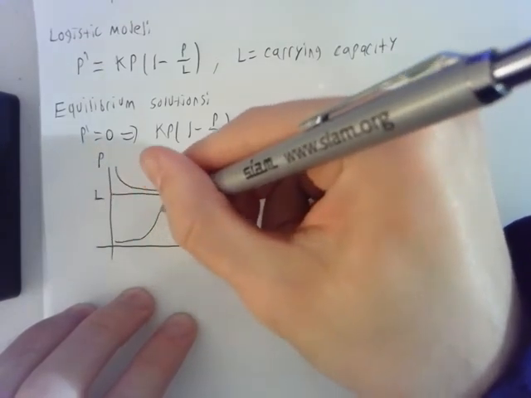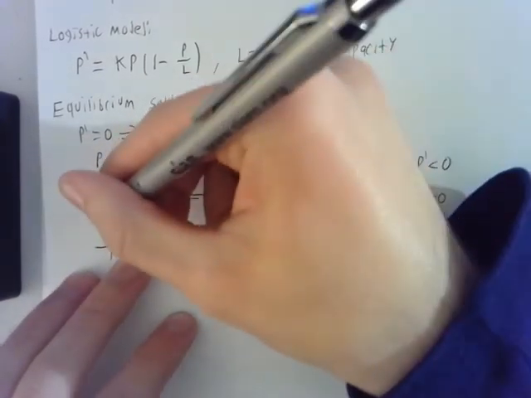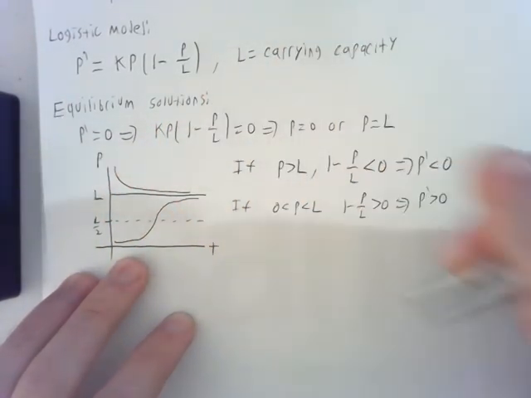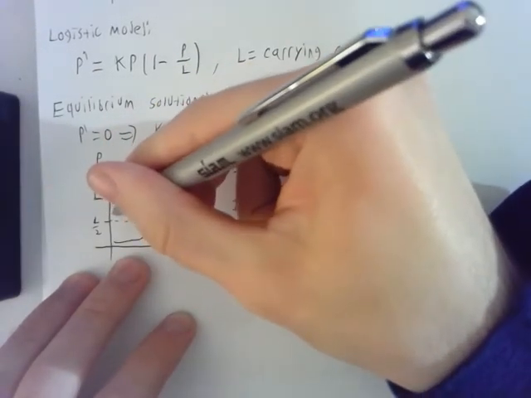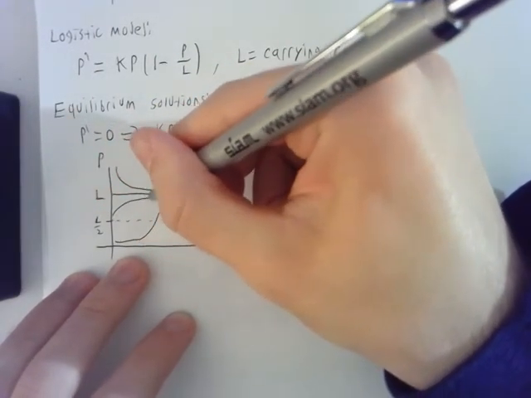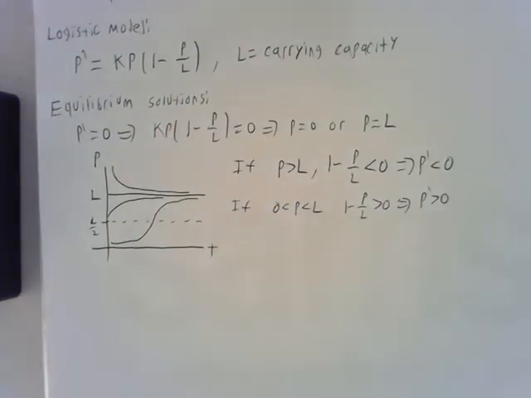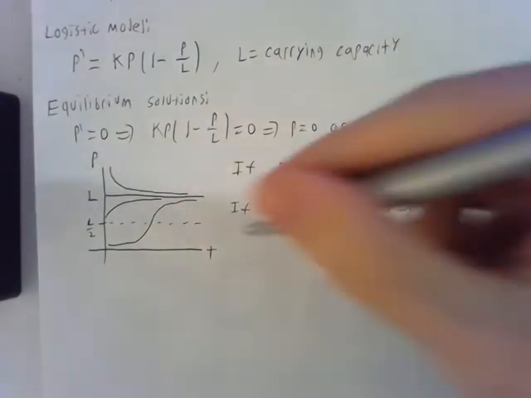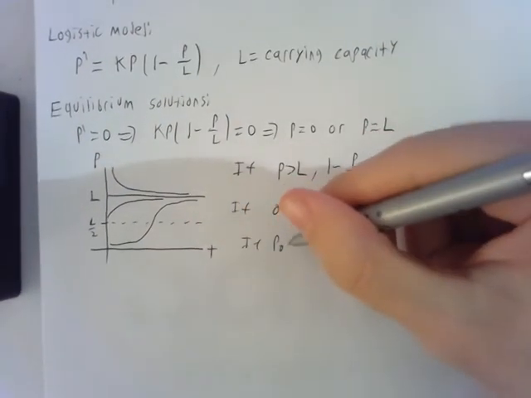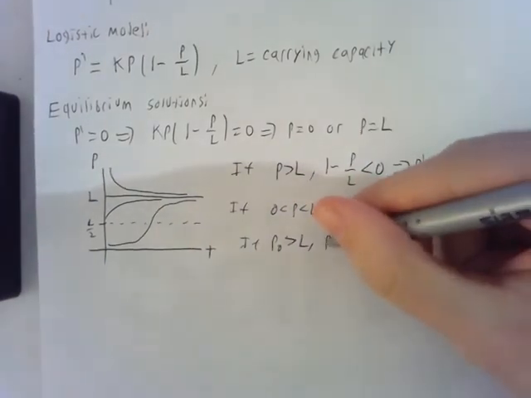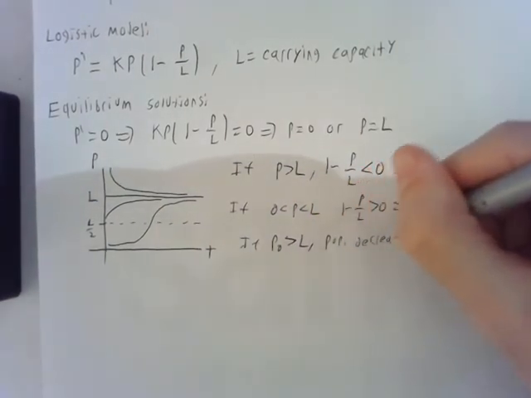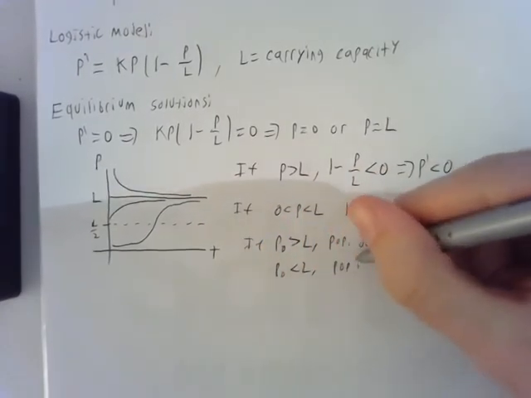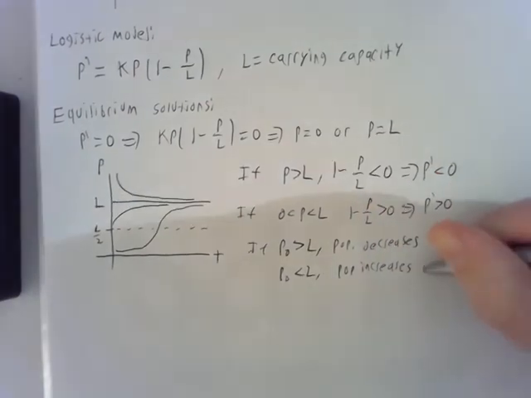This inflection point here occurs exactly at L divided by 2, so half the carrying capacity. If you start above that, then you just have this piece here where it's concave down. Depending on your initial condition, you get different behaviors for the solution. If P0 is greater than L, the population decreases. But if P0 is less than L, the population will increase, but only up to the carrying capacity.